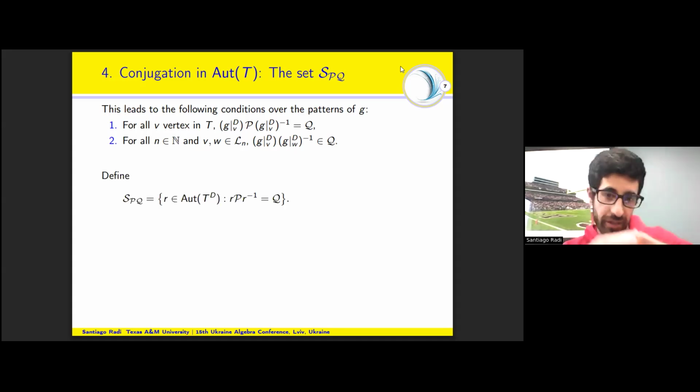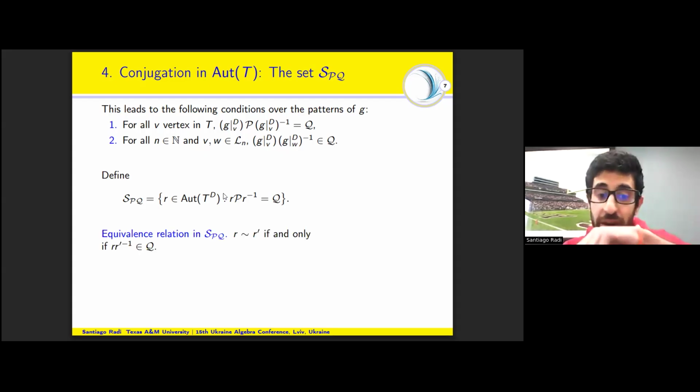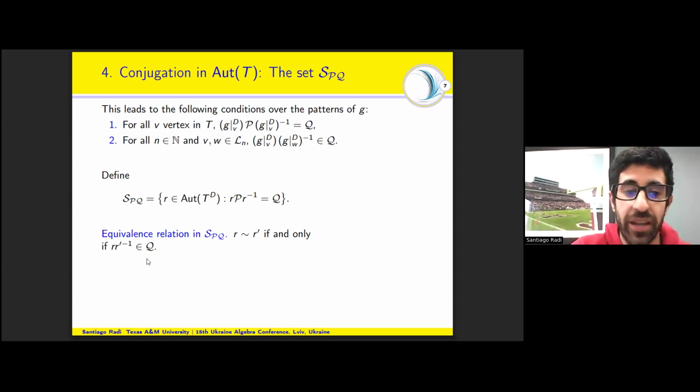For that reason, I decided to define this set that is basically all the possible local actions that conjugate P into Q. That's basically based on the first point. And then an equivalence relation on this set, that two local actions are equivalent if and only if they are equivalent modulo Q, basically because of the second condition that appears. However, this is not enough.